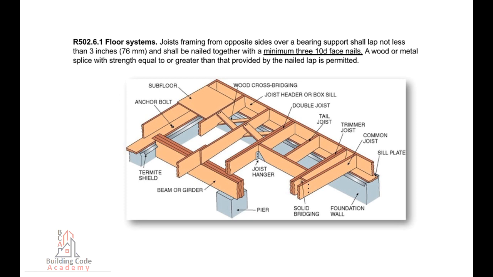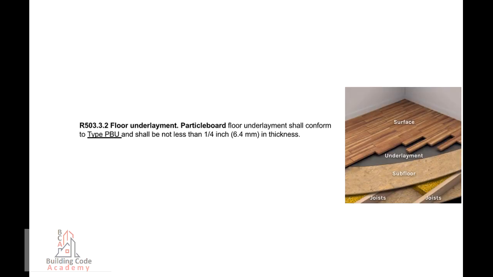R502.6.1 Floor Systems. Joists framing from opposite sides over a bearing support shall lap not less than 3 inches, 76 millimeters, and shall be nailed together with a minimum 3 10D face nails. A wood or metal splice with strength equal to or greater than that provided by the nailed lap is permitted. R503.3.2 Floor Underlayment. Particle board floor underlayment shall conform to type PBU and shall not be less than 1/4 inch, 6.4 millimeters in thickness.